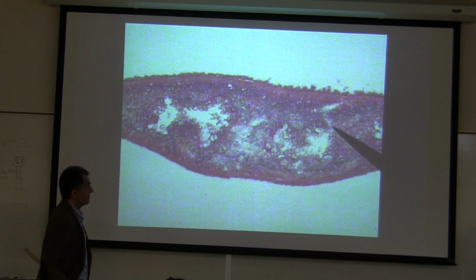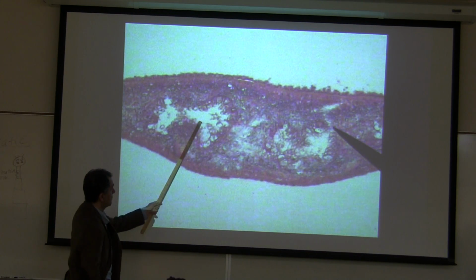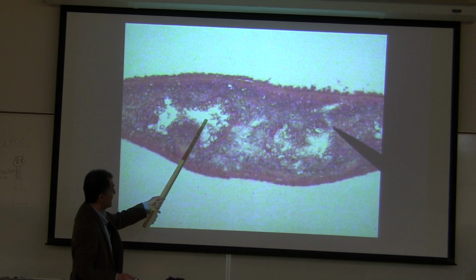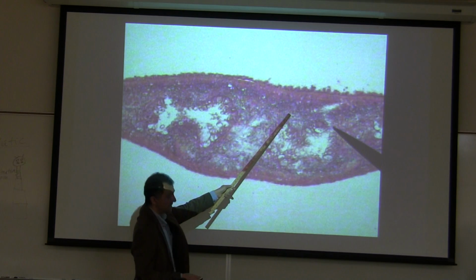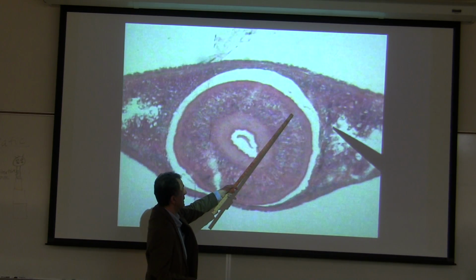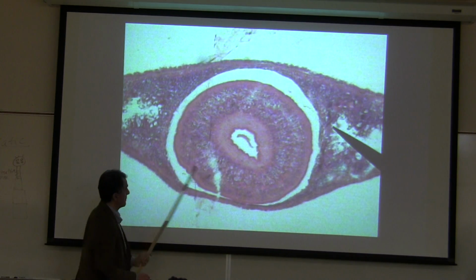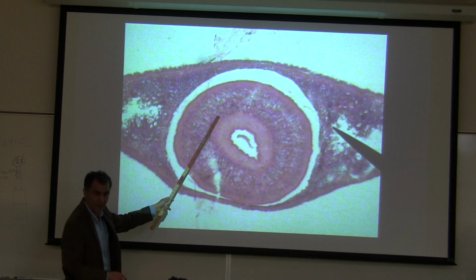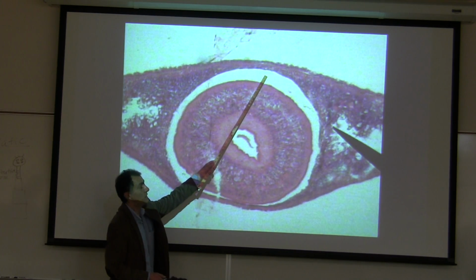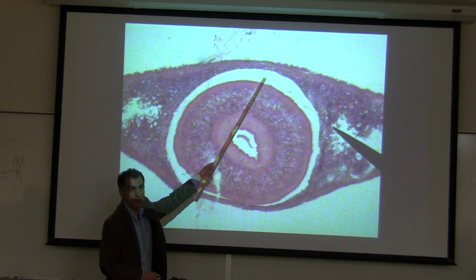Okay, cross section of the animal. What is the name of structure? Gastrovascular cavity. What is the name of the layer? Parenchymal layer. Okay. What is the name of structure? Pharynx. What is the name of structure? Buccal cavity. Buccal cavity. Okay.